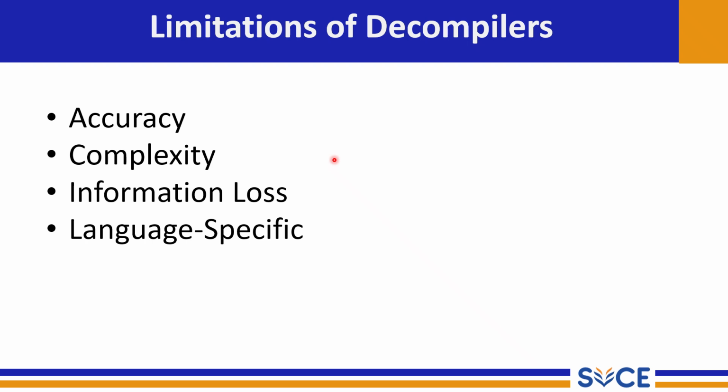Next one is language specific. Decompilers are typically designed for a specific target language, for example C or Java. So a decompiler for one language cannot be used to decompile code into another language. And another limitation is legal issues. Decompiling software without permission may be illegal in some jurisdictions. Okay, so these are the limitations of the decompilers.